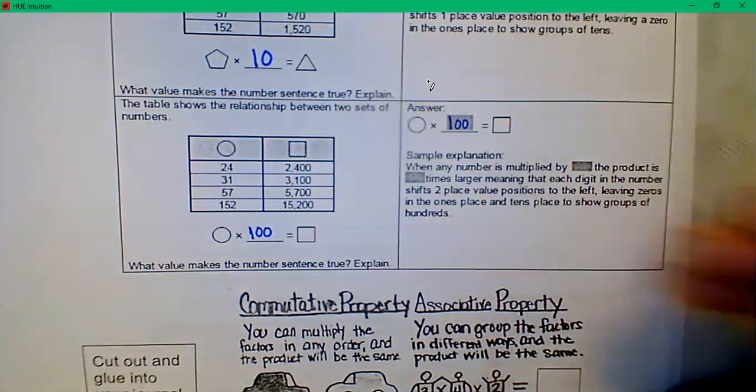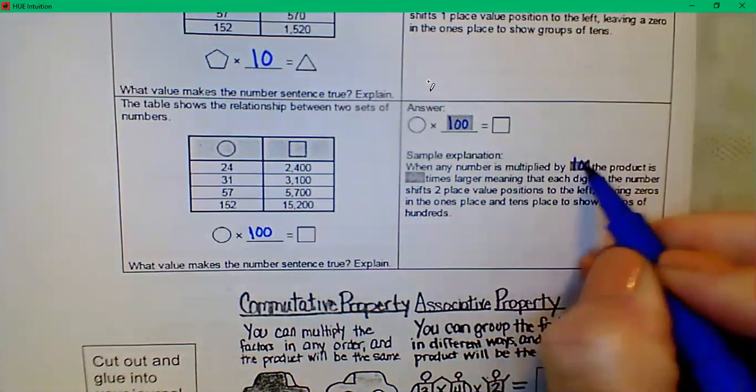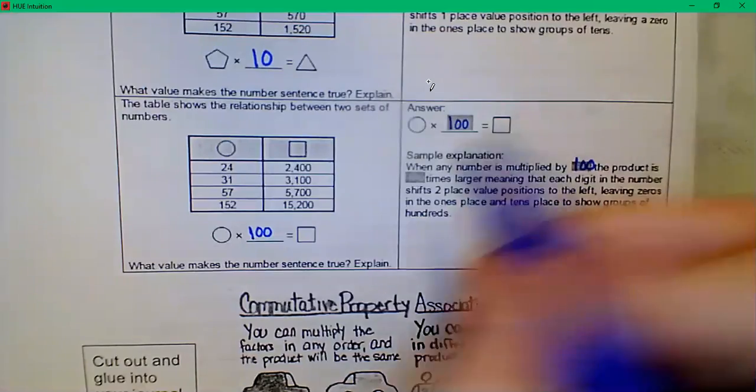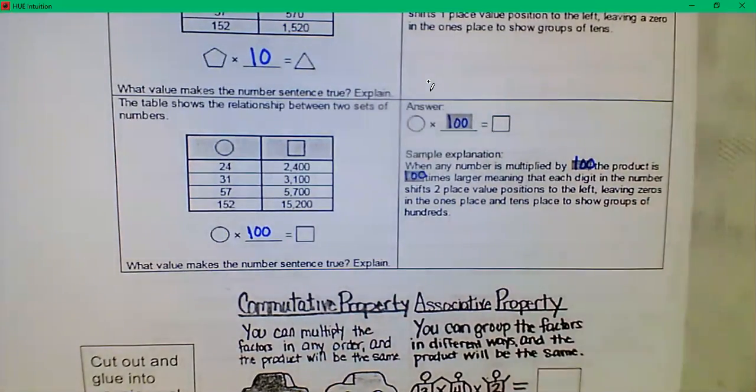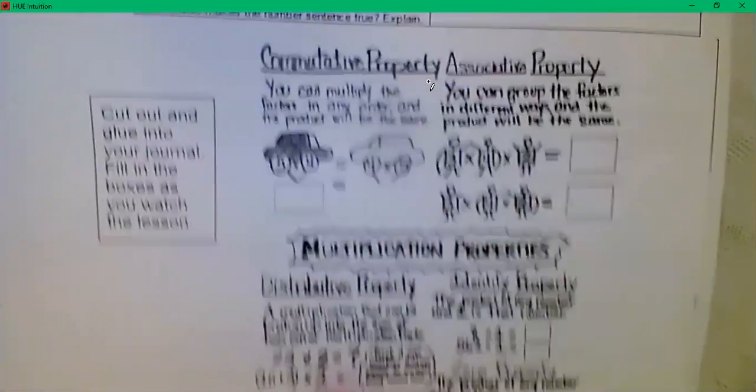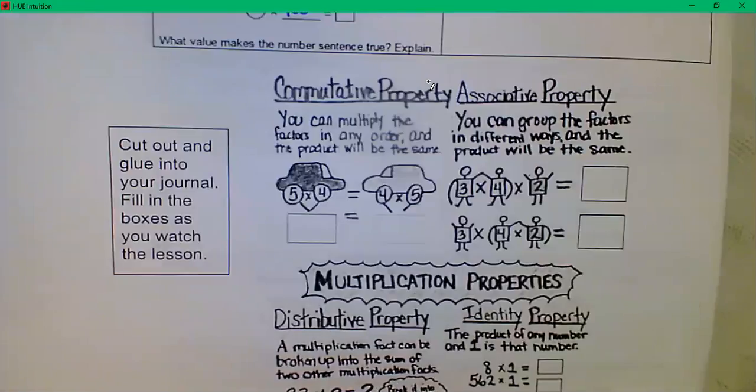When any number is multiplied by 100, the product is 100 times larger. Each digit moves 2 places to the left, leaving zeros in the places of 10 and 1s. And of course, the last piece of your notes is the same anchor charts we have here in the classroom. These are what we filled in together.